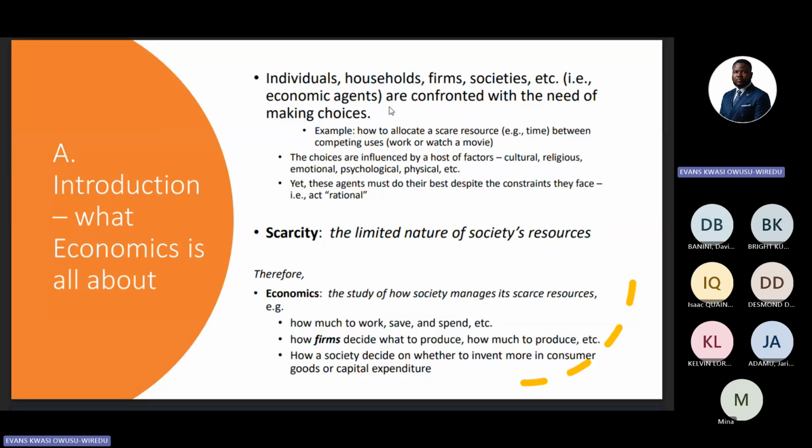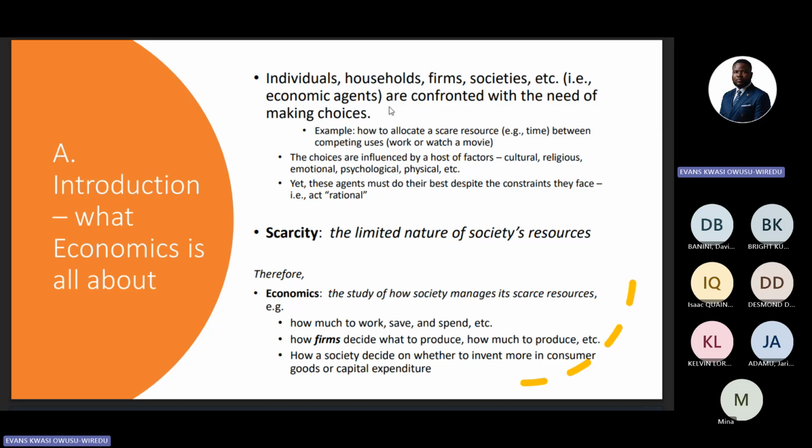You see that if you look at it, everybody is making a decision one way or the other. Right. So everybody or every organization is always confronted with the need to make a choice. And this is why this course is here to help us look at that.